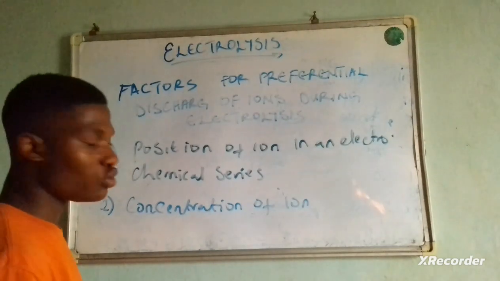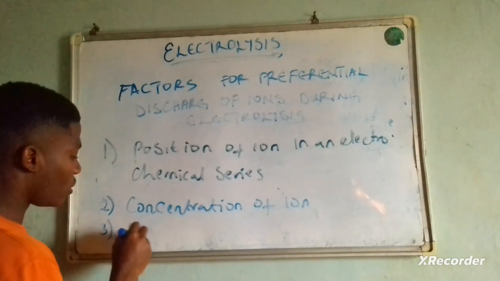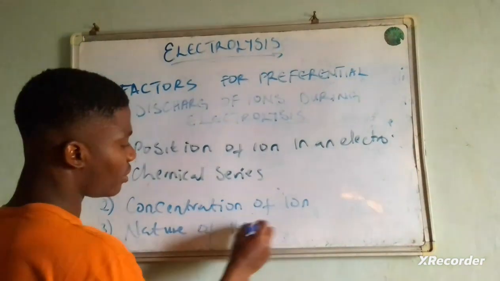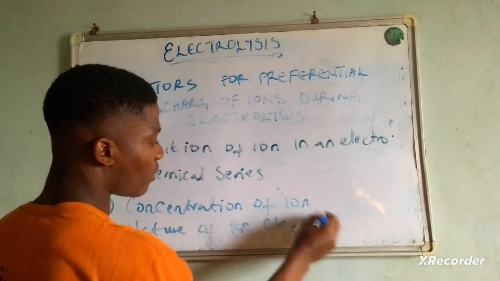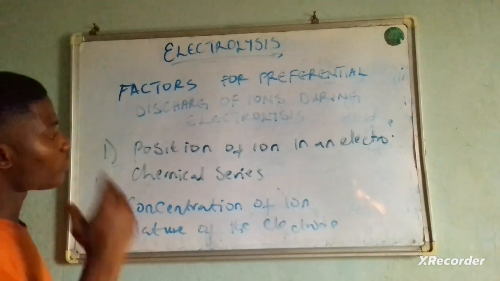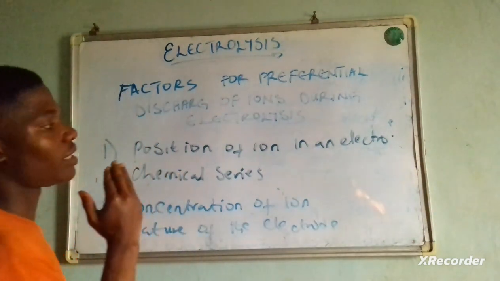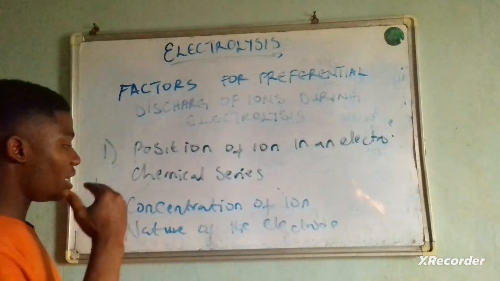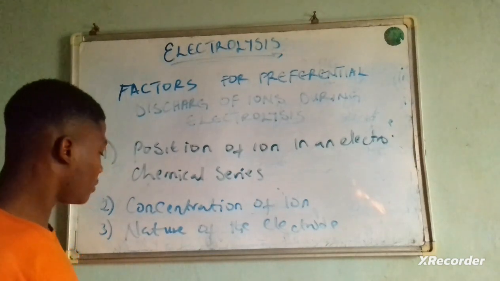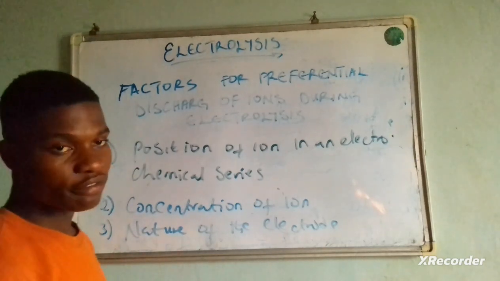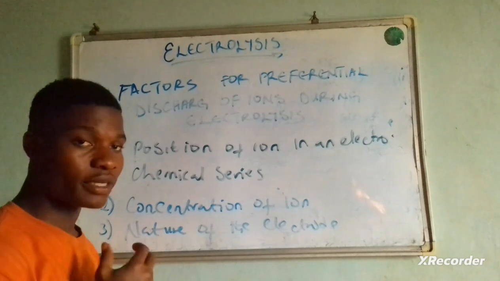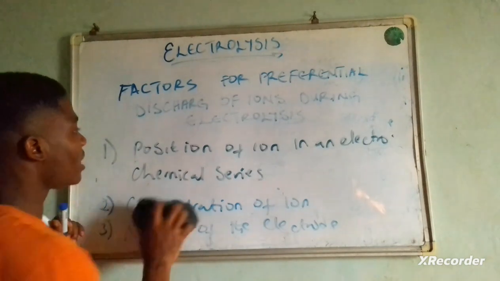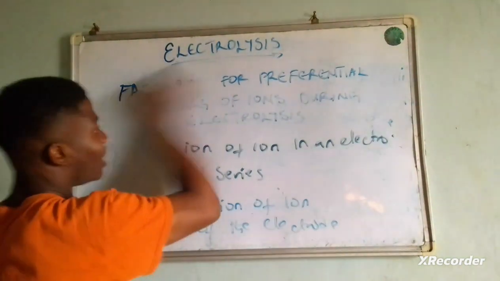And the third one is the nature of the electrode. So remember, the position of the ion in the electrochemical series, then the second one is concentration of ion, then the third one is the nature of the electrode you're using for the electrolysis. I will explain this one by one. So let's start with the position of ion in the electrochemical series.